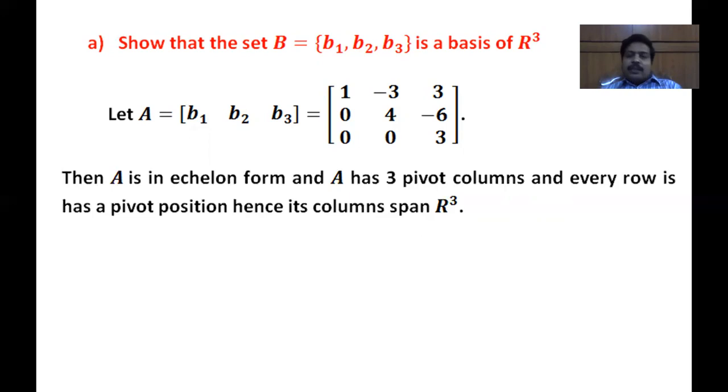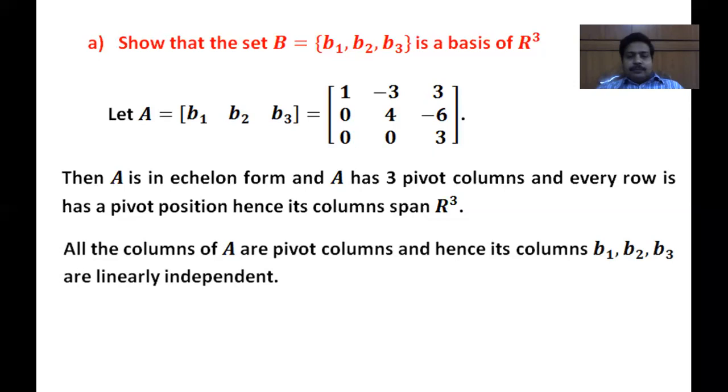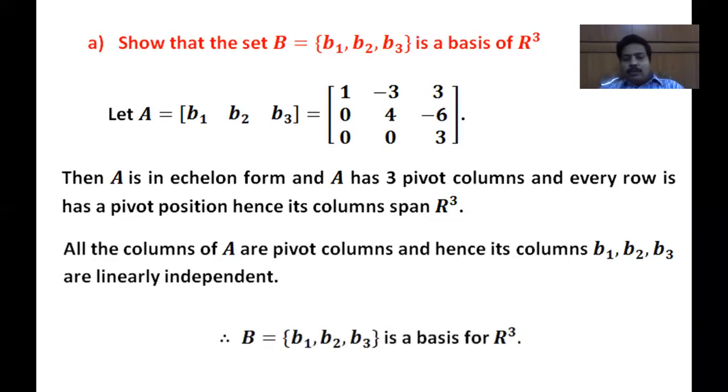Further, to check whether the vectors span Rn or not, we need to check whether every row contains a pivot position or not. In this case, both the conditions are satisfied. Every row has a pivot position and every column is a pivot column. So we can say that the given vectors B1, B2, B3 form a basis for R3. So B = {B1, B2, B3} is a basis for R3, and the first condition is true.